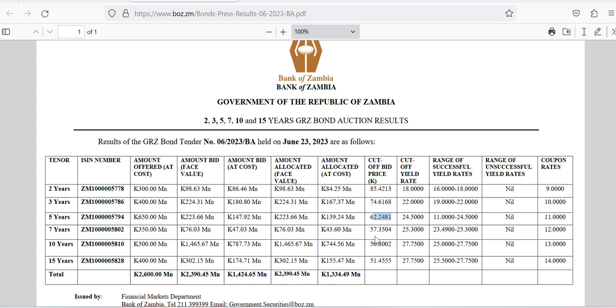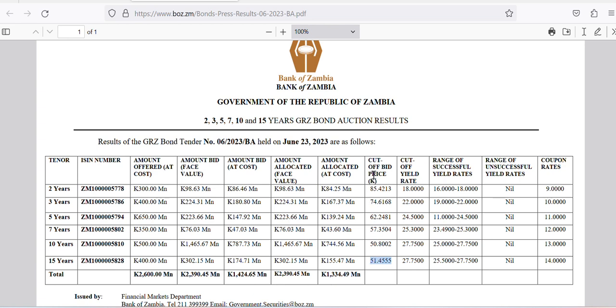So if you've seen, the cost reduces with the length of time, which makes sense. The longer you lend the government money, the higher the profit, so to speak. Because in this particular case for a 15-year bond, you are giving them 51 kwacha and they are giving you 100 kwacha after 15 years. The difference between that 100 kwacha and 51 kwacha is the discount.